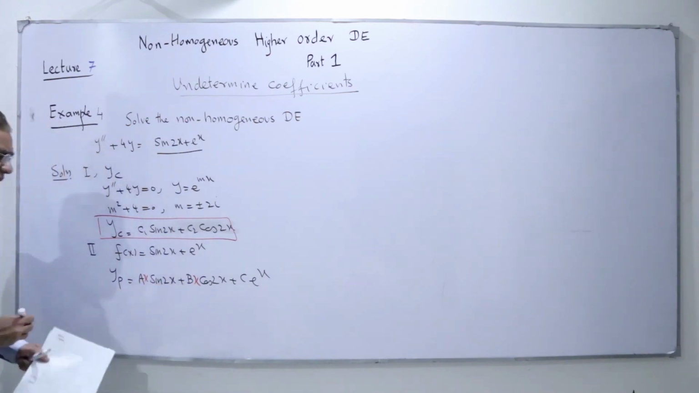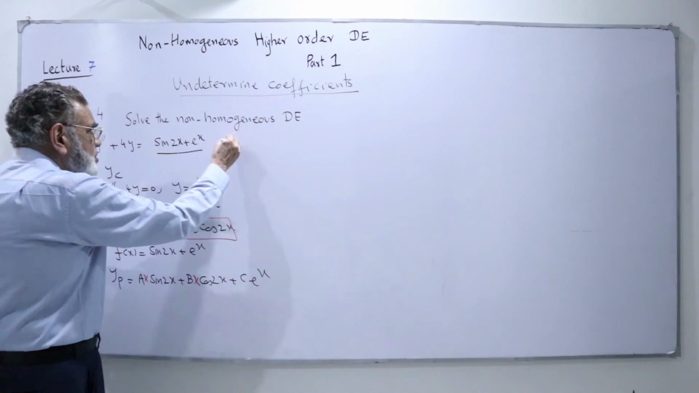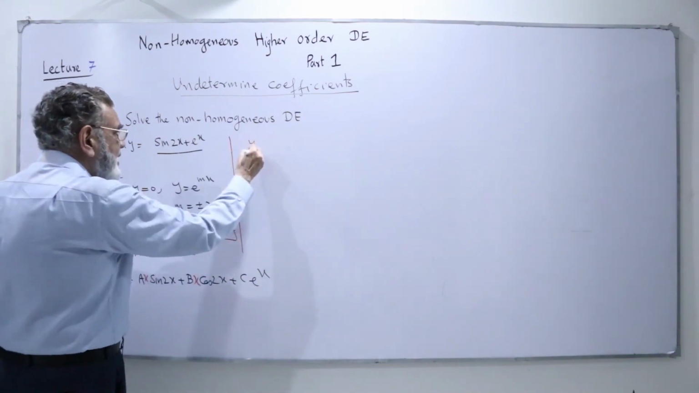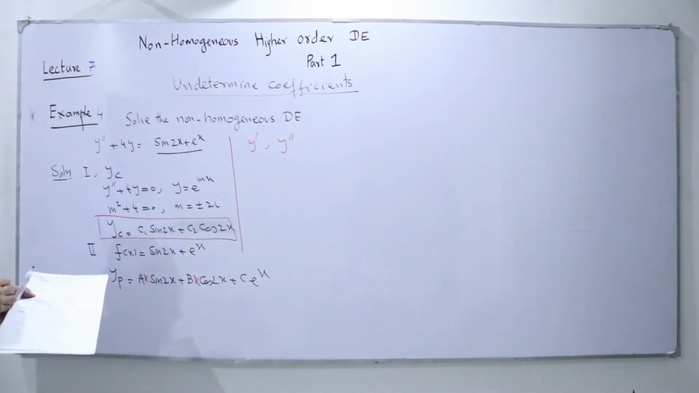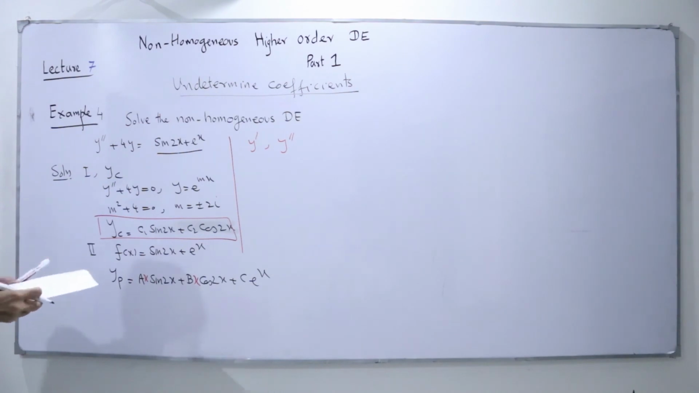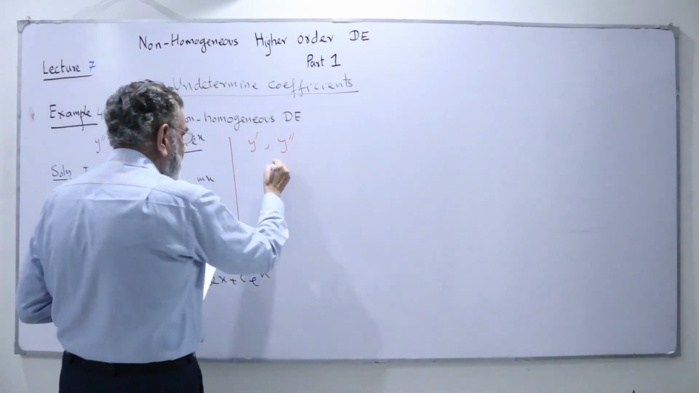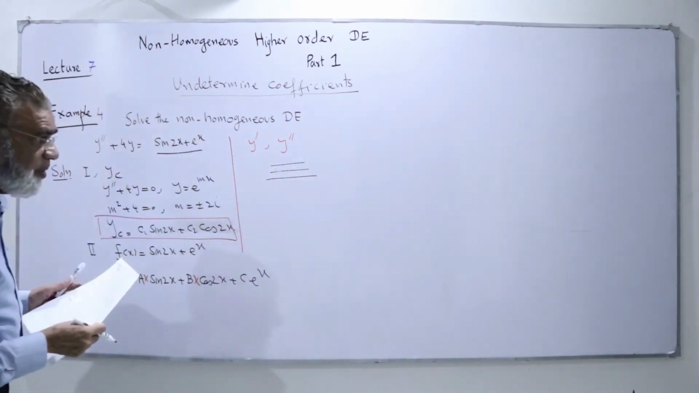So we modify our yp. Now with the modified yp, we substitute in our differential equation. We find y dash, we find y double dash, and substitute in the differential equation. I just write the last result when we compare the coefficients. Then we get the values. I'm just skipping the details of this one. You can do it yourself, or you can take it from my notes.